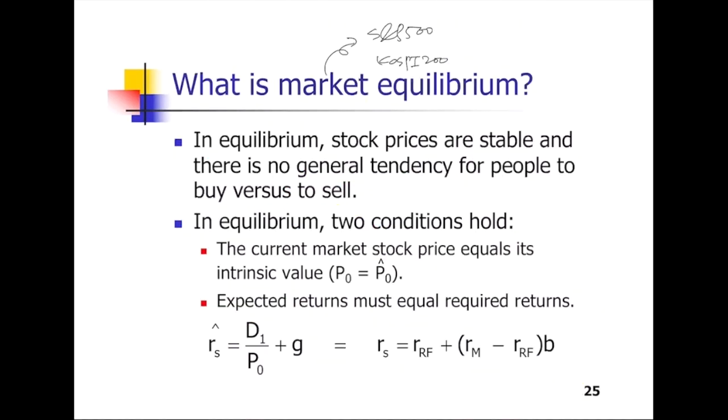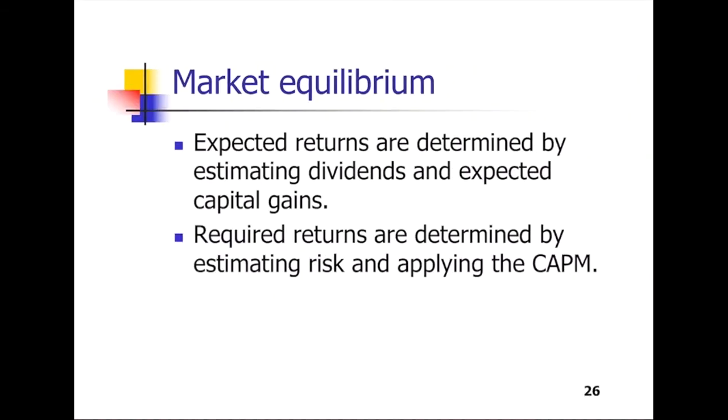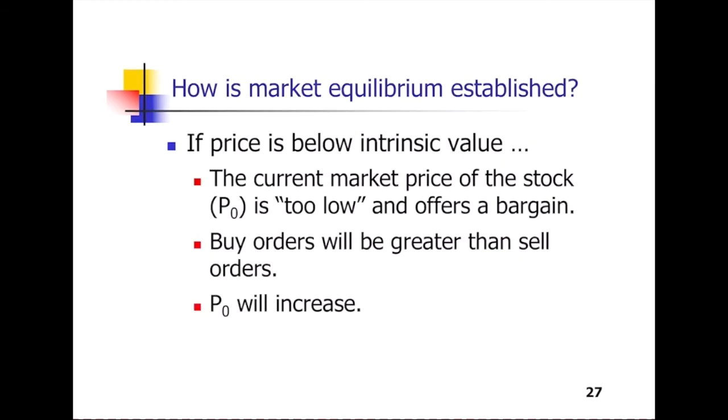And then how can we know this RS, the required rate of return? In this chapter, we just give a number. We assume that. But in the next chapter, we will learn some theory. This RS, the required return, is determined by estimating risk and applying the CAPM. The CAPM was researched by Markowitz, Miller, and Sharpe. They got the Nobel Prize in 1990.